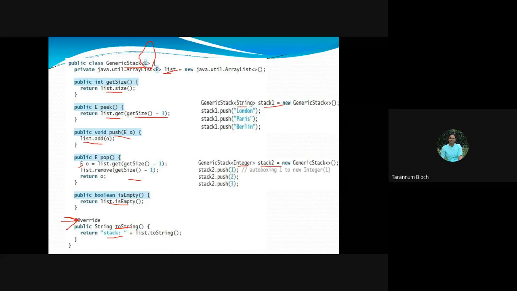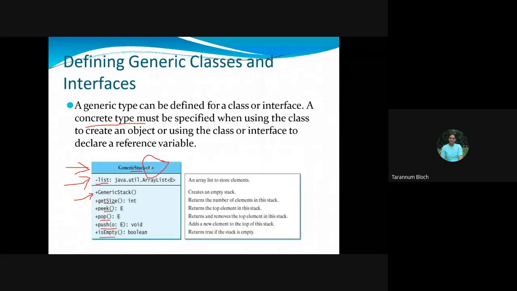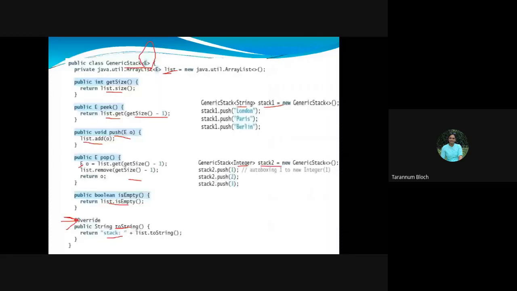So first we declared GenericStack. Now in the angle brackets, where E or T specifies the type in general, while declaring the object you have to be concrete. A concrete type must be specified. The concrete type is the exact type of the data elements you are going to use. As we are going to use string and integer, in the angle brackets we have to be very specific and clear about the data type.